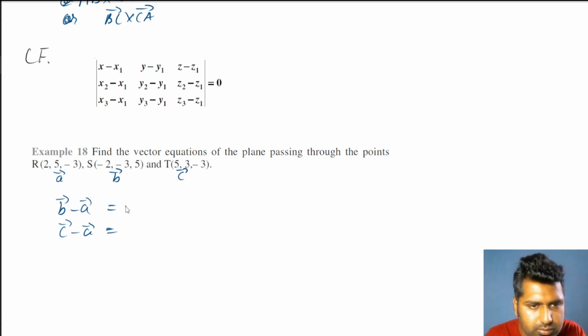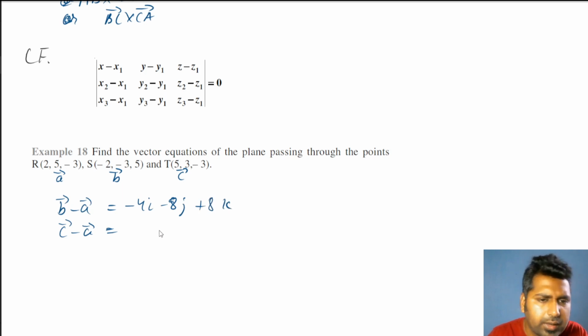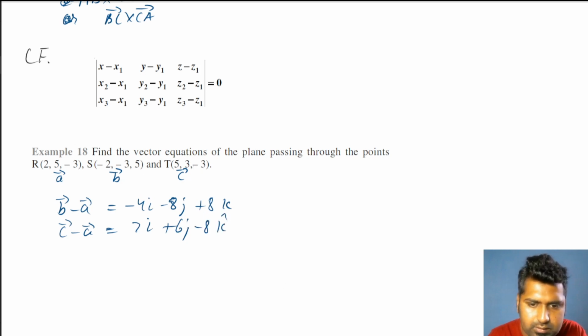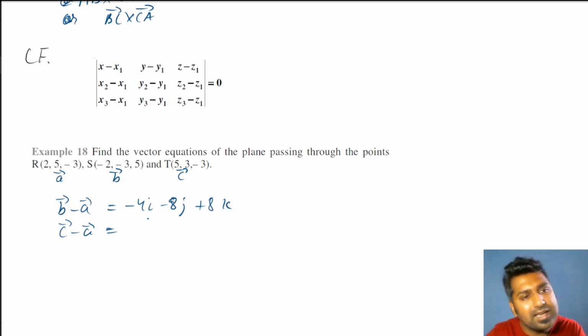That's minus 2 minus 2, so minus 4i, minus 3 minus 5, minus 8j, 5 minus minus 3 plus 8k. Then do C minus A, so 5 minus minus 2, 7i, 3 minus minus 3, 6j, minus 3 minus 5, minus 8k. Sorry, C minus A I had to do. I did C minus B by mistake. Although still I would have got the correct answer even if I did the cross product of that. I told you that.